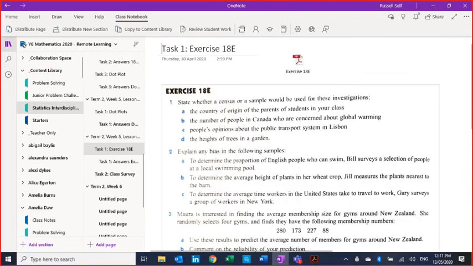Okay? All right. State whether it's a census or a sample for the investigation. The country of origin of the parents of the students in your class. Would that be a census or a sample? Census. Yeah, because you're only interested in the students in your class. So you could ask everybody that question, right? Good job. The number of people in Canada who are concerned about global warming. Sample. Yeah, we just go and get a sample of those because it's not likely that we're going to ask every single person. Okay?